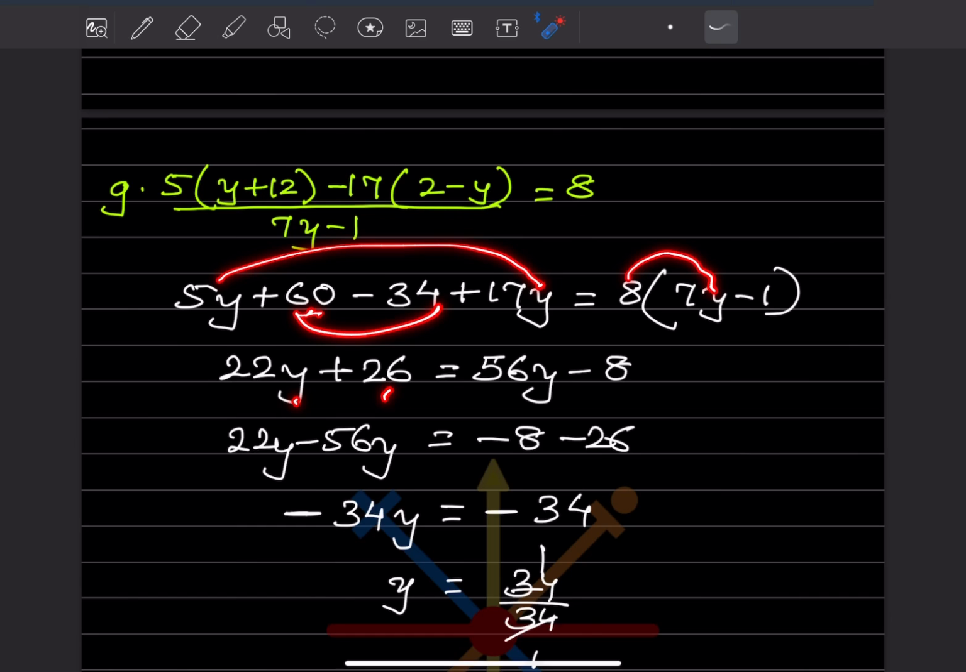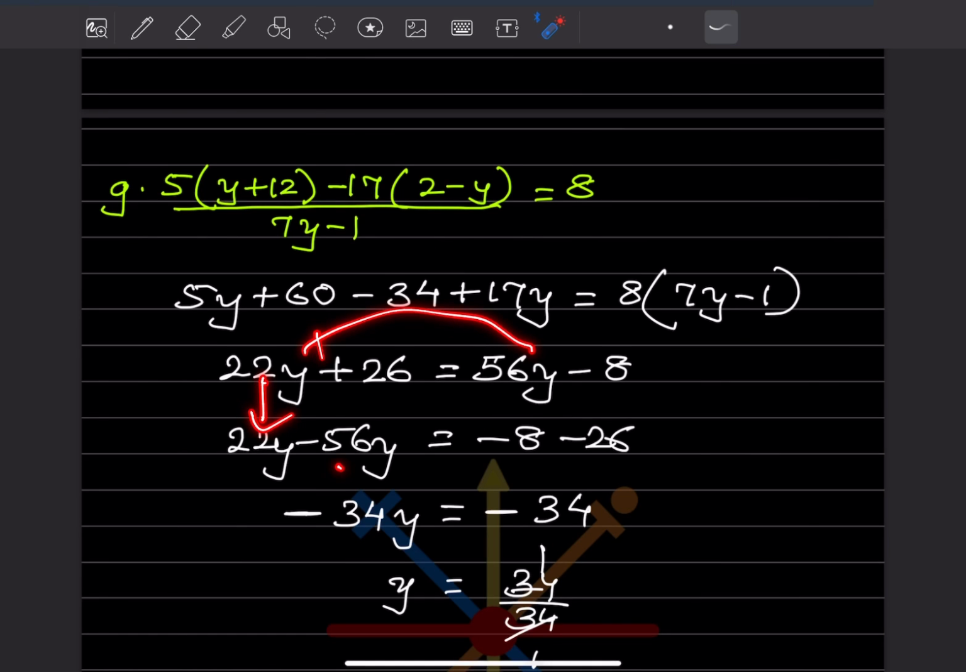And this, let us multiply this, remove the brackets. That will be 56y minus 8. So now this will be as it is. This will come on this side minus 56y. This stays the same. Here this will go on the other side. That will be minus 26.